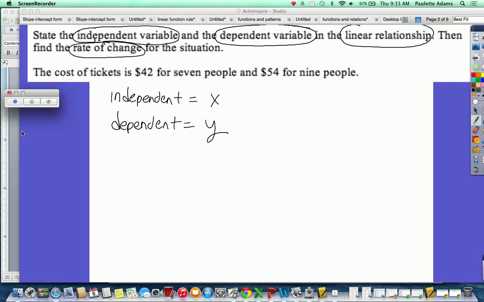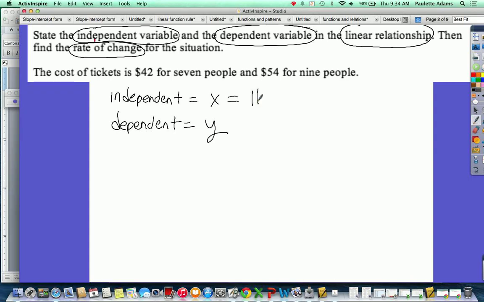Which one of these variables, cost of tickets or the number of people, is our x? Which one's our x, the independent? 7 people, correct. Okay, the number of people is our x. So what is our y? Okay, so number of people is our x. Cost is our y.